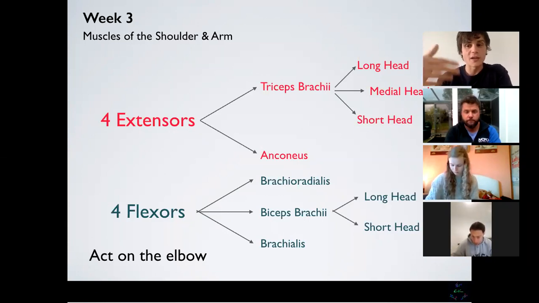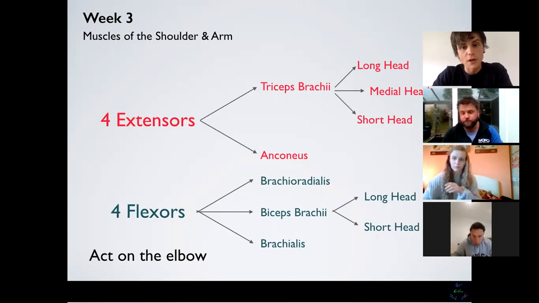Now, the extensor you've probably not heard of, which is never something you're going to say you're going to train on the gym floor, is the anconeus, which is a tiny little extensor at the bottom of the elbow. That's one of those brownie point ones to know, but it does exist there. But we do have a 4th extensor, which is right at the bottom. So I wanted to break it up.